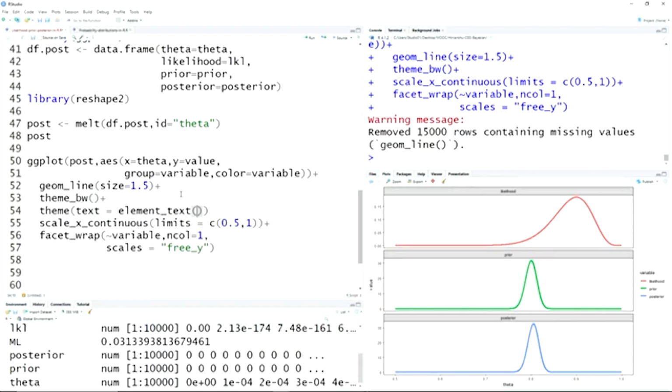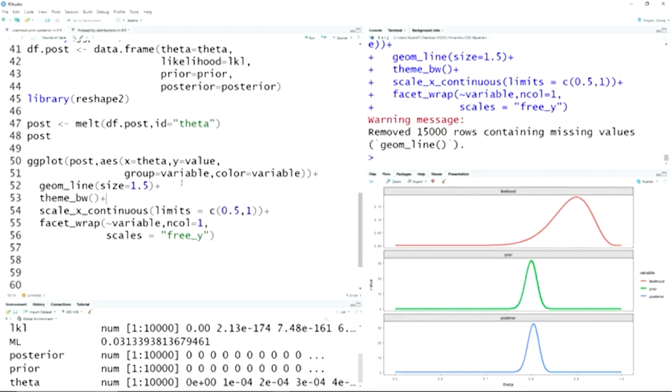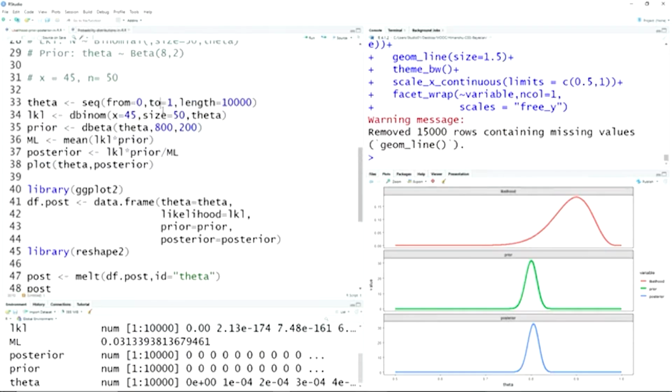I don't know if it would work. Actually, this is facet title, so okay, fine. Anyway, okay, so let us do something with the data as well. Let's see how it changes.